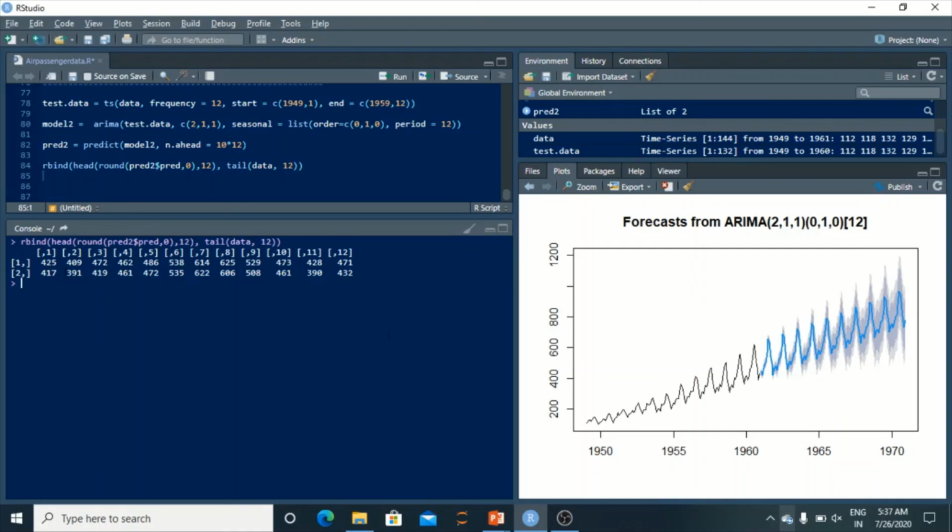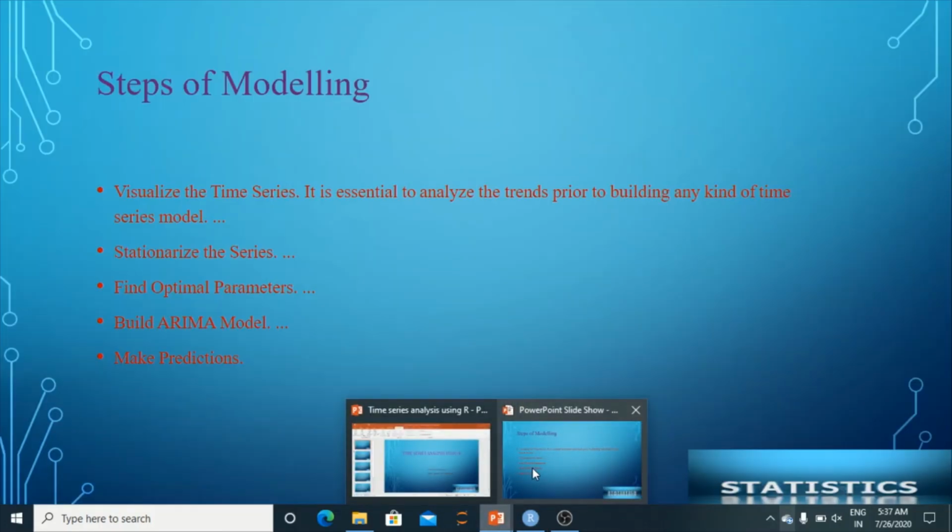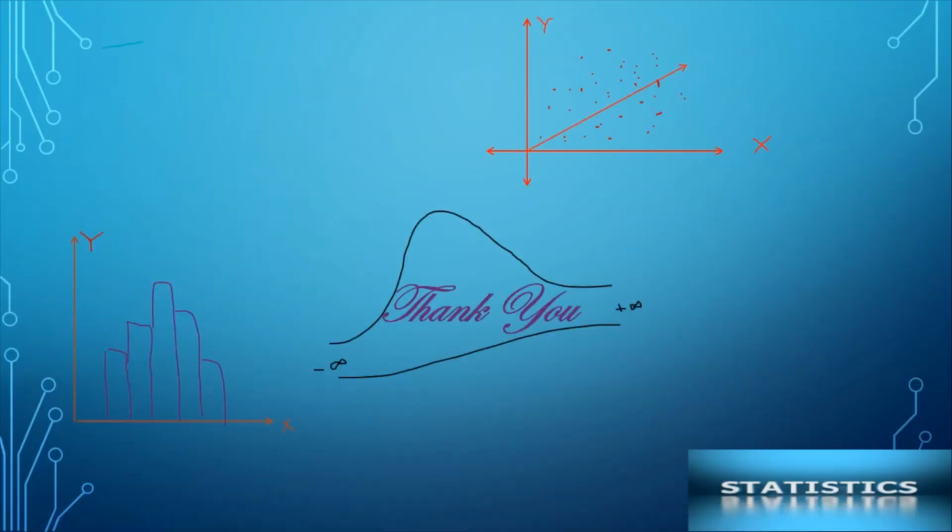So that's it about time series analysis and how to fit the time series model.